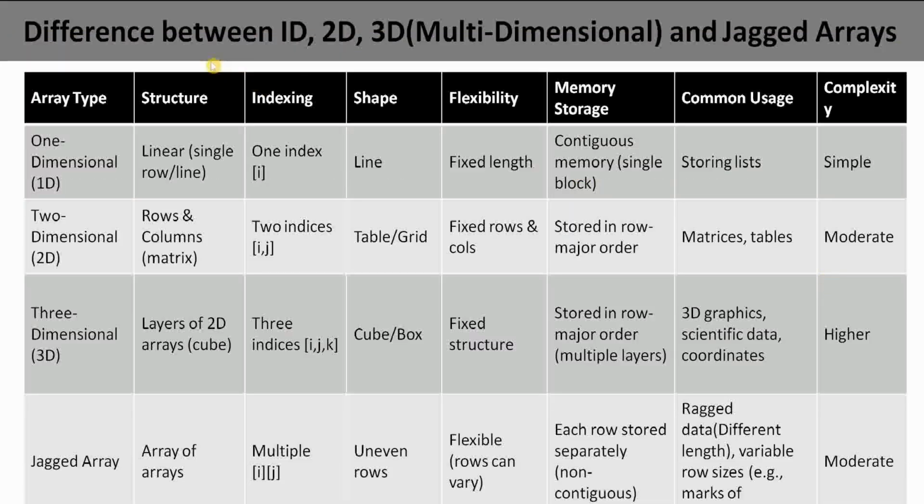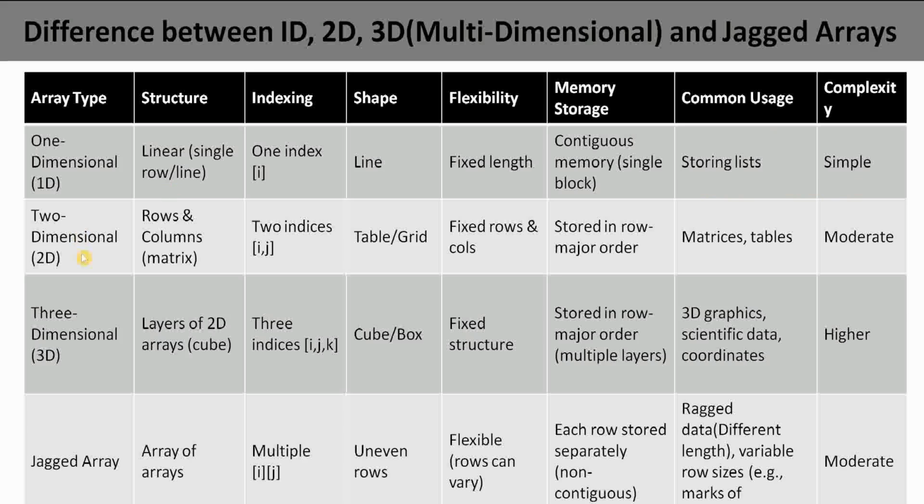Next we have the difference between one-dimensional, two-dimensional, three-dimensional, meaning multi-dimensional, and jagged arrays. Here are the array types. First we have the one-dimensional array, meaning a one-row array. It is a linear array with one index, line shaped, in a sequence with a fixed length. It has contiguous memory, meaning it stores memory in a sequence without any gaps. It stores lists and is simple to use.